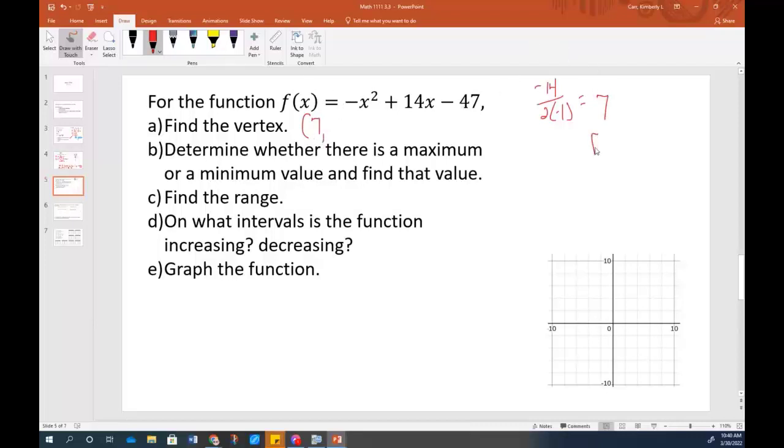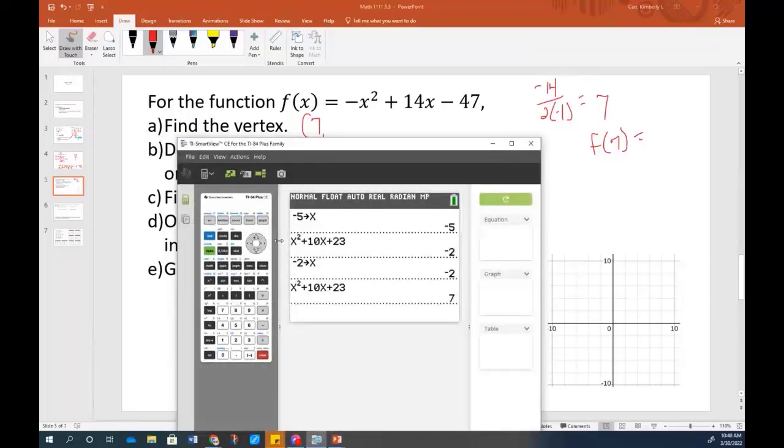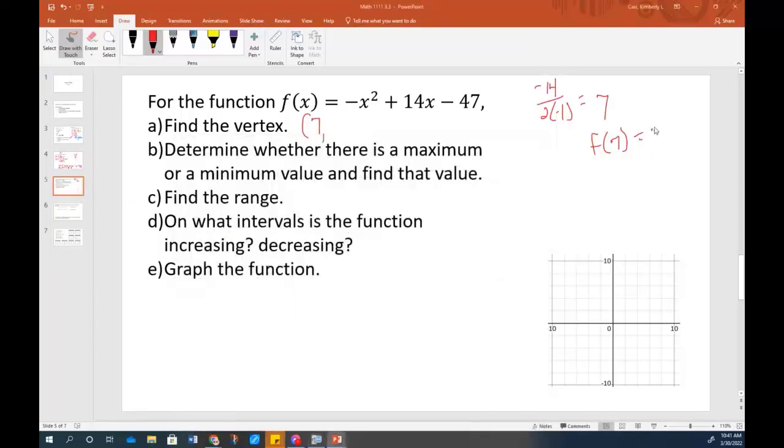Then I need to plug 7 back into my equation so I can find the y value of the vertex. 7, store it into x. And then I want to type in my equation, -x² plus 14x minus 47, and that equals 2. So when I plugged in a 7, I got 2, and that 2 then is the y value of my vertex.